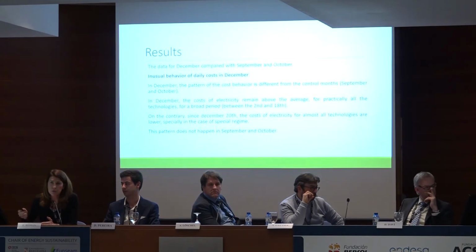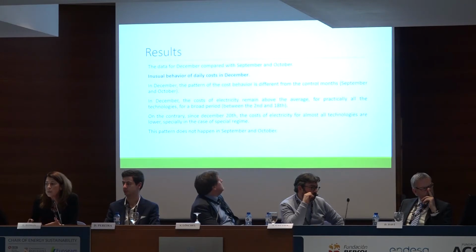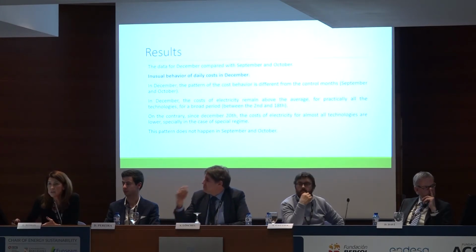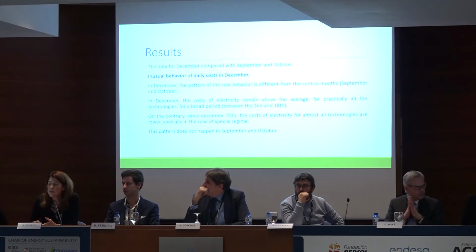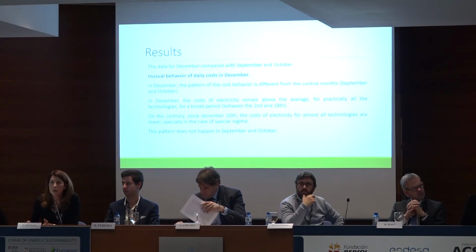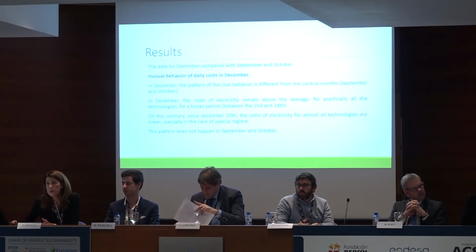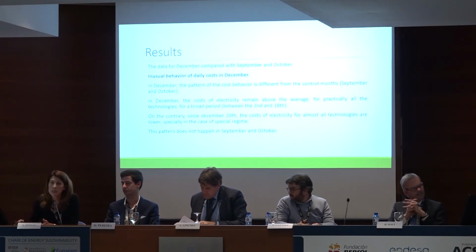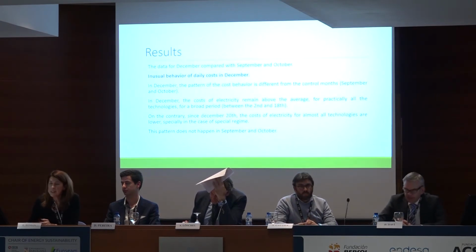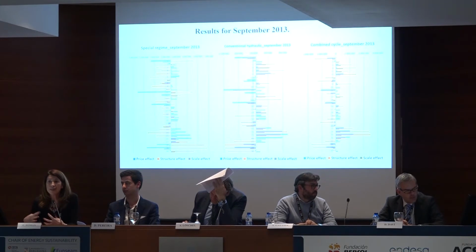Well, this is just to revise what I have just said. The first thing that we look at is an unusual behavior of daily costs in the case of December, right? In December, the pattern of cost behavior is really quite different from the other 2 months that we are comparing to as control months, right? The costs were higher during a very broad period between the 2nd and around the 18th of December. On the contrary, since the 20th of December, the costs were lower. This doesn't happen in the case of September and October. Now we are going to look at the effects.